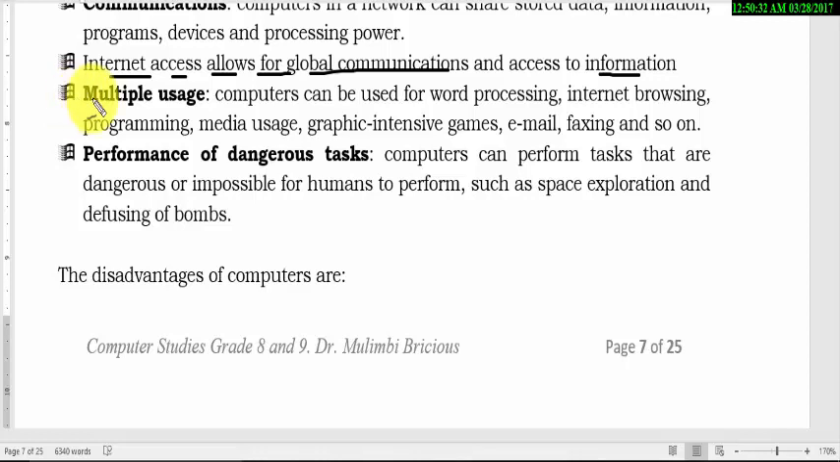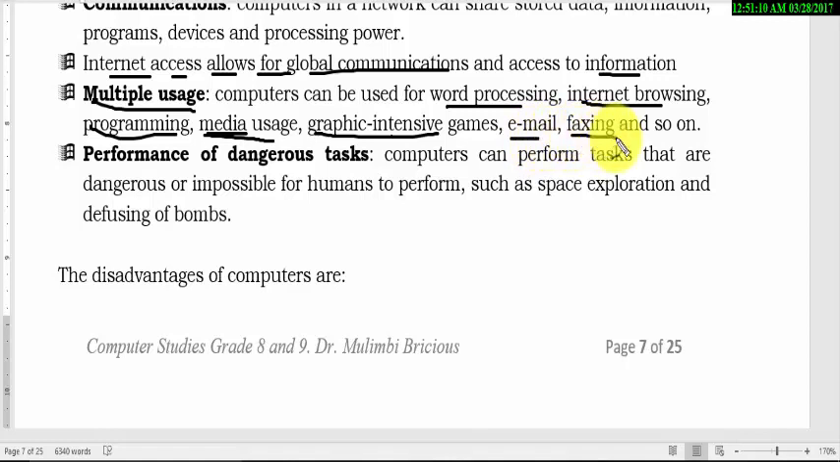Then the other advantage is multiple usage. Computers can be used for word processing. So what we are saying is that there are so many programs which are used on the computer. For example, word processing, where you type letters and text. You can use a computer for internet browsing. You can use a computer for programming. You can use a computer for media usage. Our friends who are in the media, for example at the studios, those are media disciplines. You can use a computer for graphic intensive games. For example, you are playing games on the computer. You can use a computer to send an email.